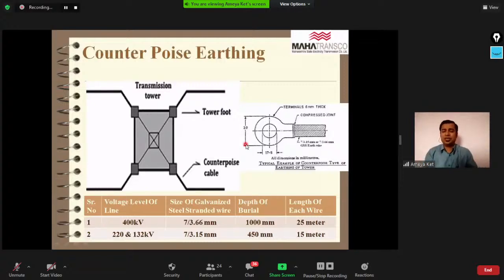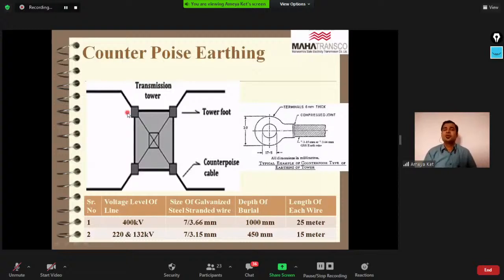So what happens if the tower is up to the level of 220 kV and below? We will use 7 by 3.5 mm size galvanized steel stranded wire at a depth of 450 mm and for a length of 15 meters for every leg of the transmission tower. And for 400 kV towers, we will select galvanized steel stranded wire of size 7 by 3.66 mm at a depth of 1000 mm for a length of 25 meters. So if you are taking the case of a 400 kV tower, for the 4 legs, we will run the 25-meter galvanized wire throughout for each and every leg of the transmission tower.